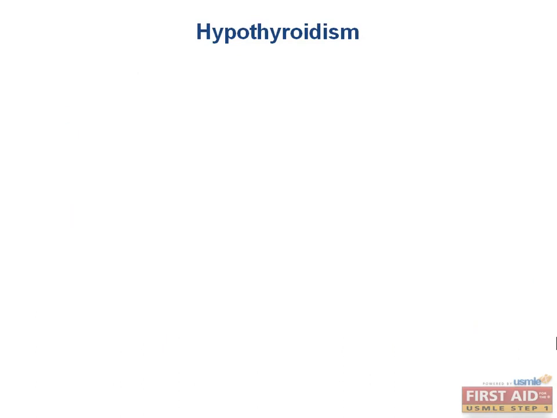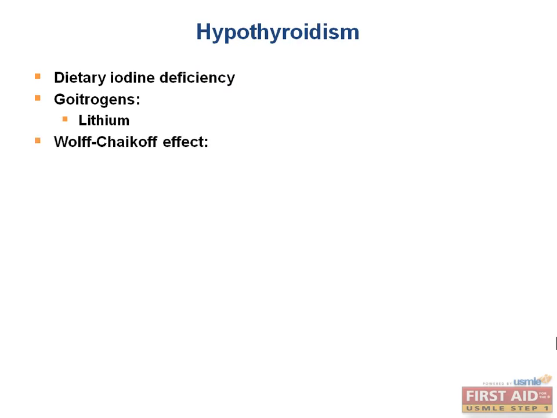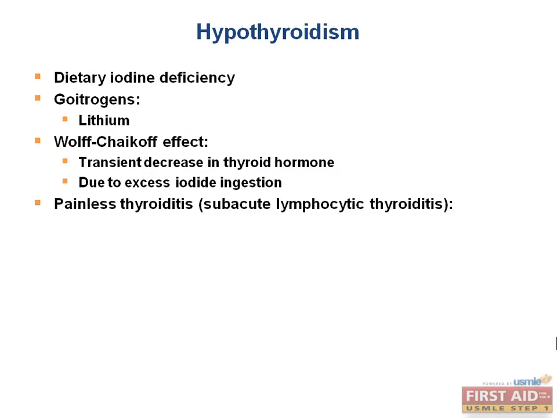Some other less common causes of hypothyroidism in the Western world include the following: dietary iodine deficiency, goitrogens, which are substances that interfere with iodine uptake and suppress thyroid function, and an example of this would be lithium, which is used to treat bipolar disorder. There's also the Wolff-Chaikoff effect, which refers to a transient decrease in thyroid hormone levels as a result of excess iodine ingestion. And lastly, painless thyroiditis, which is also known as subacute lymphocytic thyroiditis, is a subtype of Hashimoto's thyroiditis. One form of this that you may be tested on is known as postpartum thyroiditis.